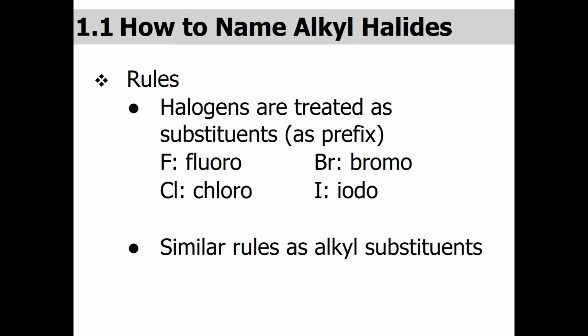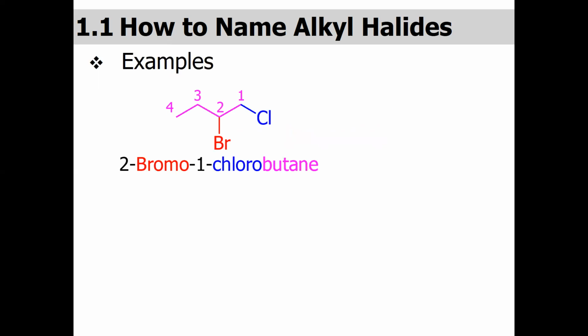Similar rules apply as for alkyl substituents. For example, in this case, I gave a 4 carbon chain. At carbon number 1, chlorine is attached, and at carbon number 2, bromine is attached. Now, these halo groups, the chloro or bromo group, will be prefixes as chloro or bromo. We have to take care of the alphabetical order. According to the alphabet, bromine will come first and then chlorine. So at carbon number 2, bromo is there, and at carbon number 1, chloro is there. So we will read it as 2-bromo-1-chlorobutane.